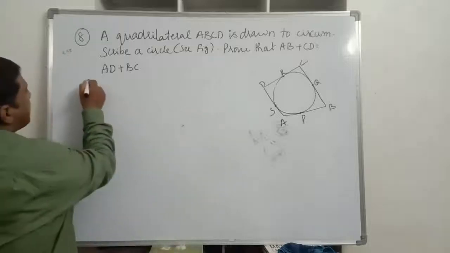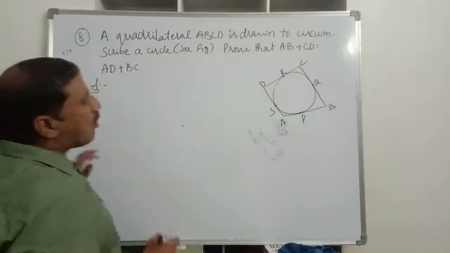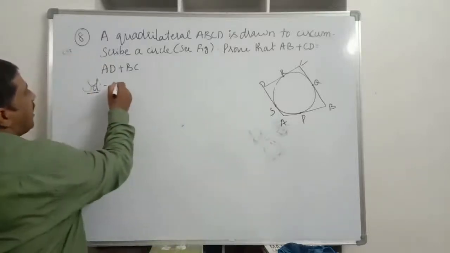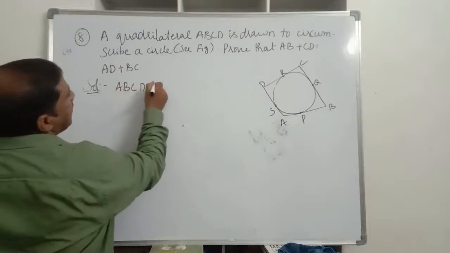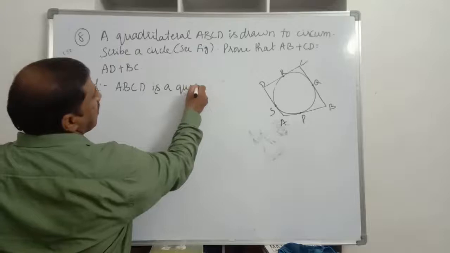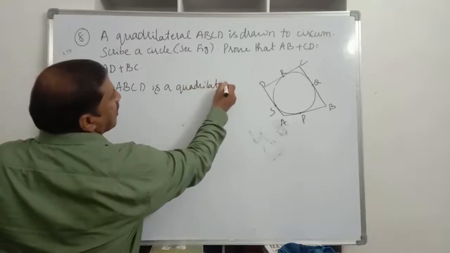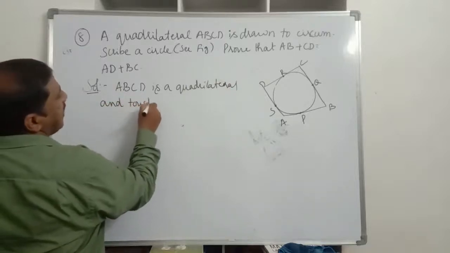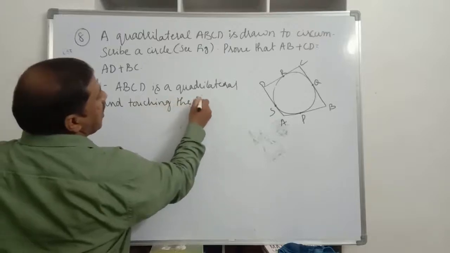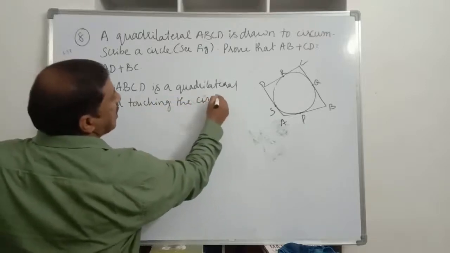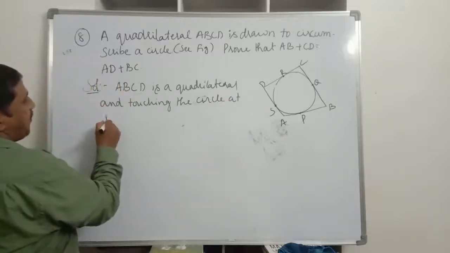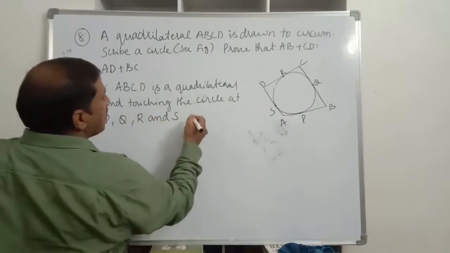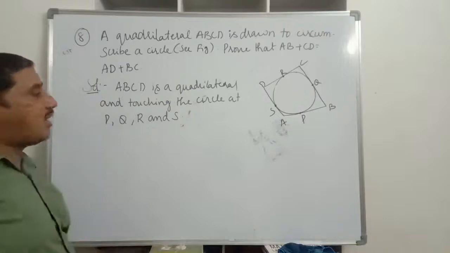So what is given in this question? ABCD is a quadrilateral which touches the circle at 4 points P, Q, R and S.